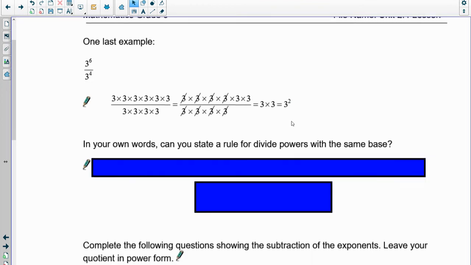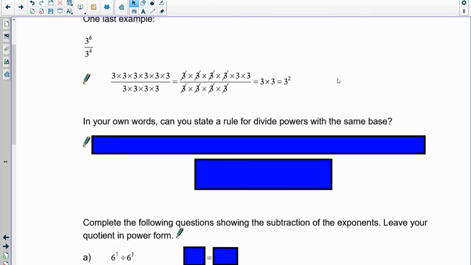Now what I'd like you to do is, in your own words, write down what you think the power rule is when you divide powers. So pause the recording and write that down.